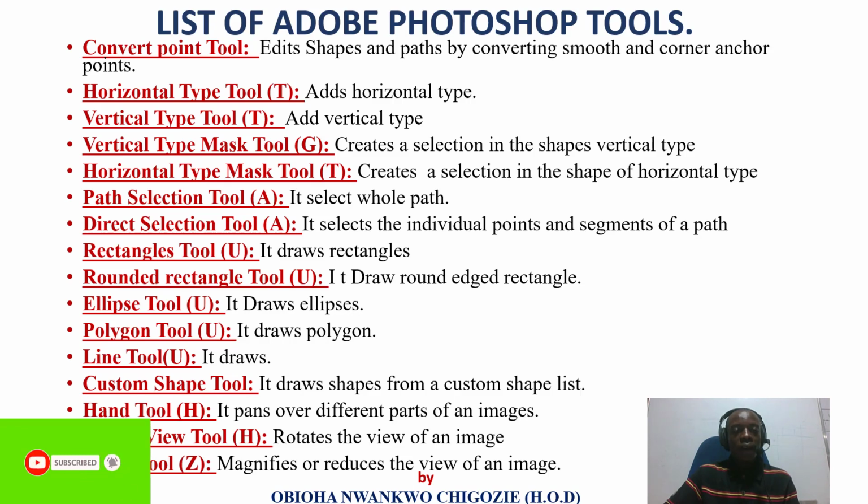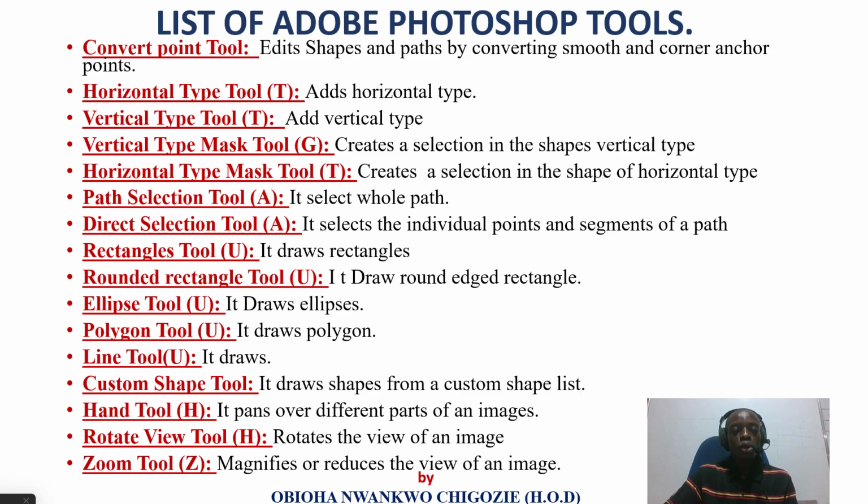Okay, we have the horizontal type tool, which adds horizontal type. We have the vertical type tool, which adds vertical type. The vertical type mask tool creates a selection in the shape of vertical type, and the horizontal type mask tool creates a selection in the shape of horizontal type. The path selection tool selects the whole path, while the direct selection tool selects the individual parts and segments of a path.